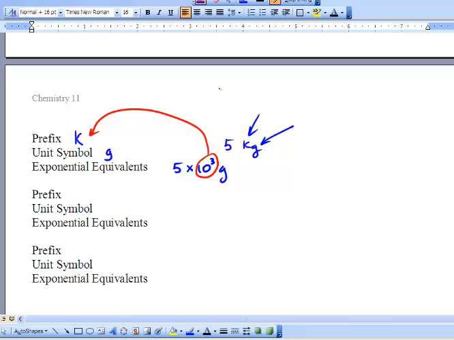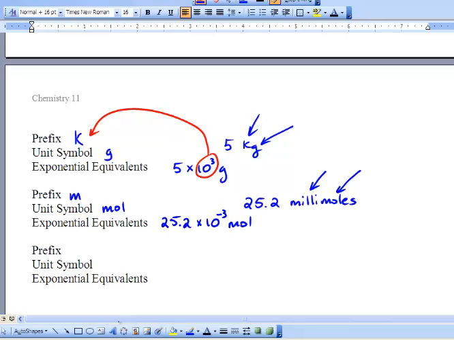Let's try one more. We're going to go 25.2 millimoles. And look what we have here. We've got our prefix, which is milli, and our unit symbol here, which is moles, and our exponential equivalent. So what does milli mean? Well, milli means 10 to the exponent of negative 3. So we're going to go 25.2 times 10 to the exponent of negative 3 moles.